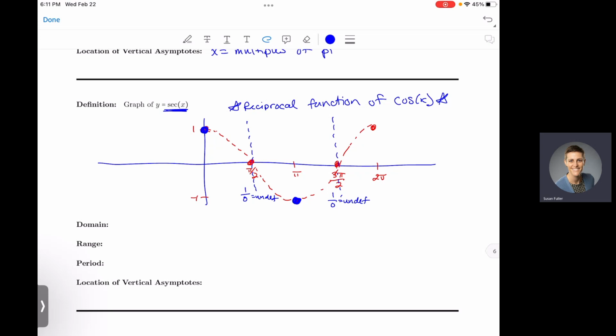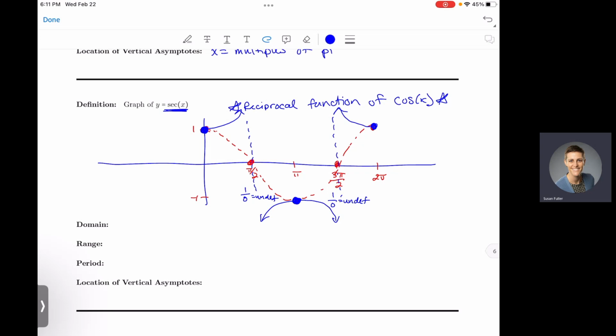And then at 2 pi, the cosine of 2 pi is 1, which means the secant of 2 pi is going to be the reciprocal of 1, which is still 1. And again, this function is going to open from these points up to our asymptotes and down to our asymptotes. So this is what the secant function looks like.